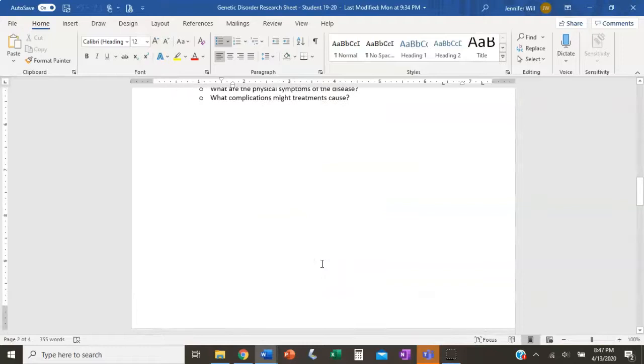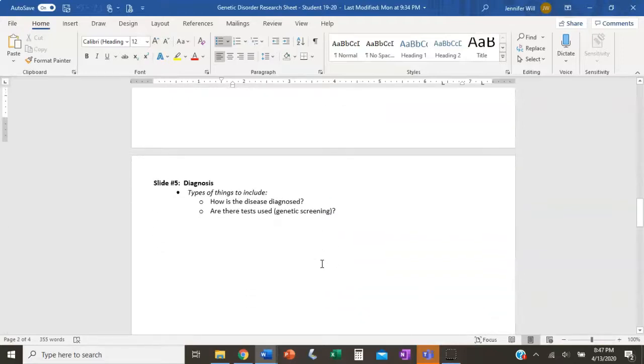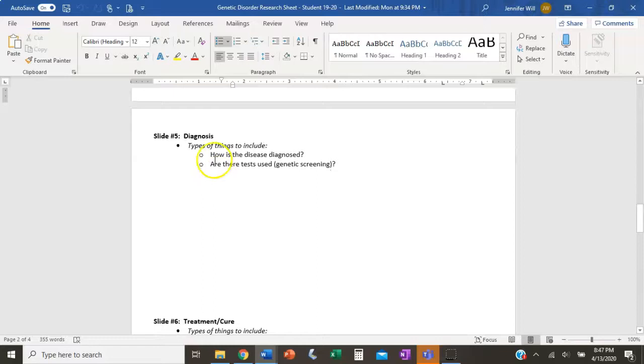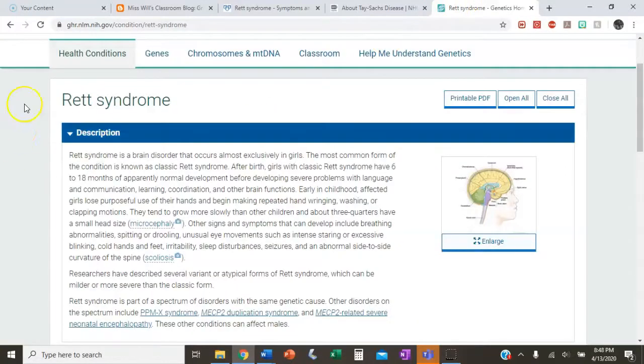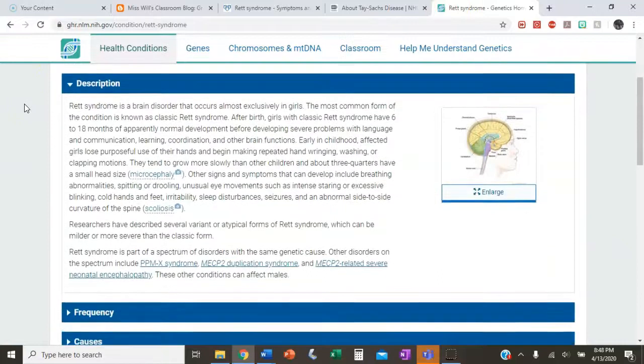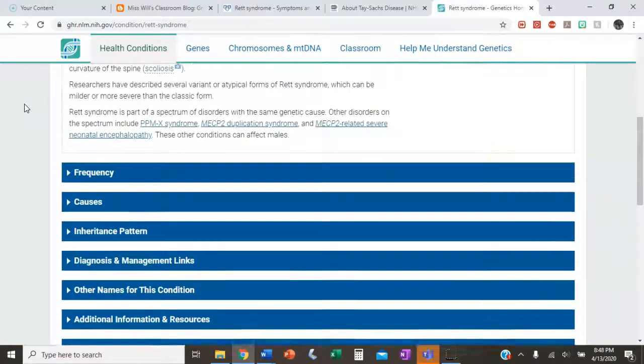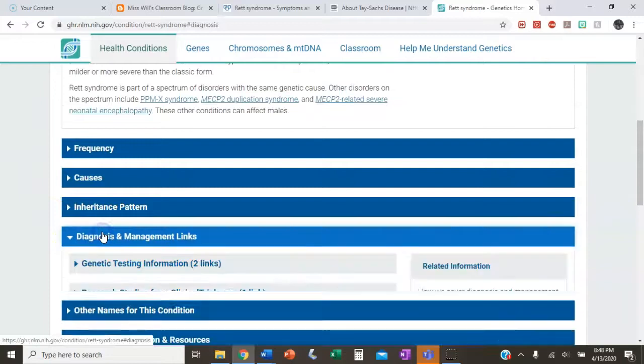All right, if we scroll to the next item, which is diagnosis. So things we want to know: is the disease diagnosed, and are there tests that are used in order to diagnose it? Sometimes they have tests, sometimes it's just a matter of the doctors asking questions and making observations and determining that way. So if we go back to our original main website that we've been using, the first one listed in my blog, and we go down to diagnosis.